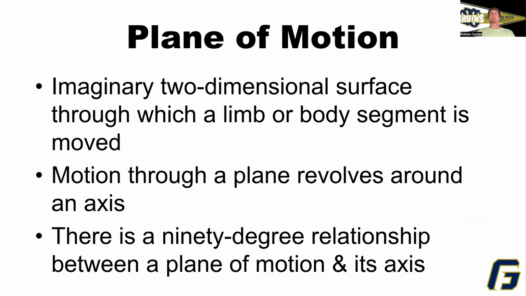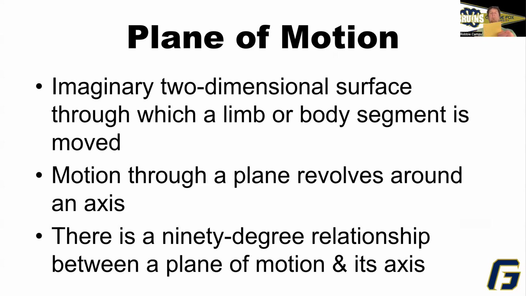So we have an imaginary two-dimensional surface through which a limb or a body segment is going to move. I'm going to be using this sheet of paper as that imaginary two-dimensional surface, so you can get a good reference. You've looked at two-dimensional things in math over and over again. Essentially, it's got an x-axis and a y-axis, and for all intents and purposes, it doesn't have any z-axis. So here's a two-dimensional surface.